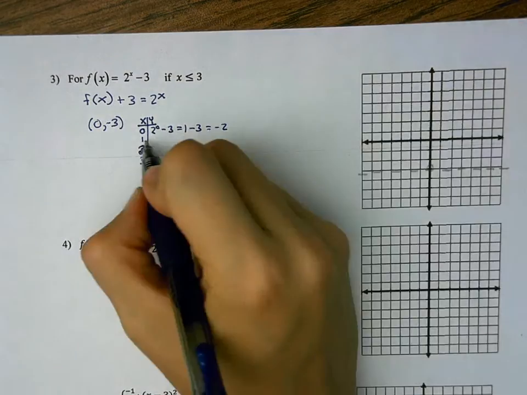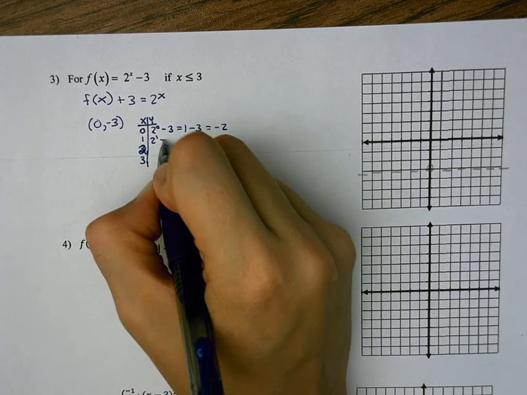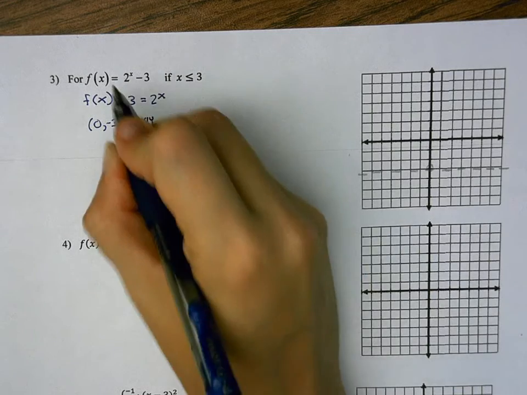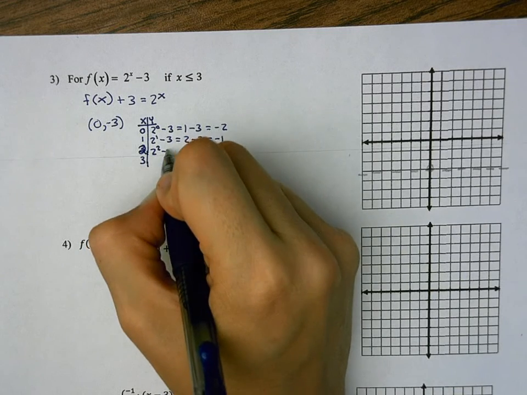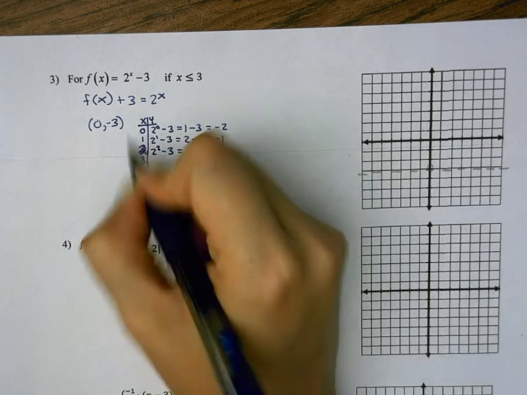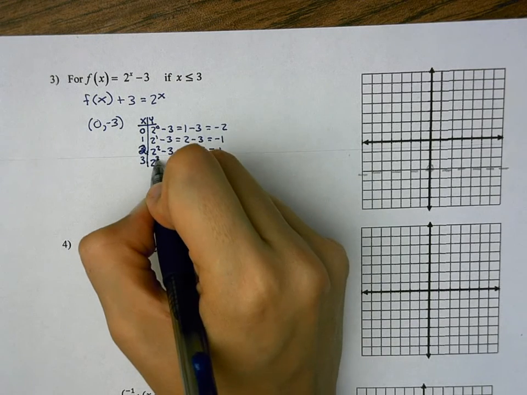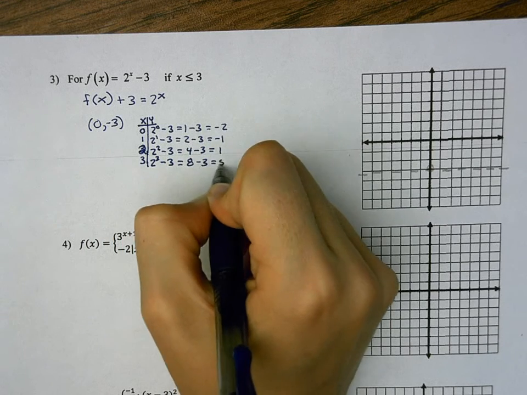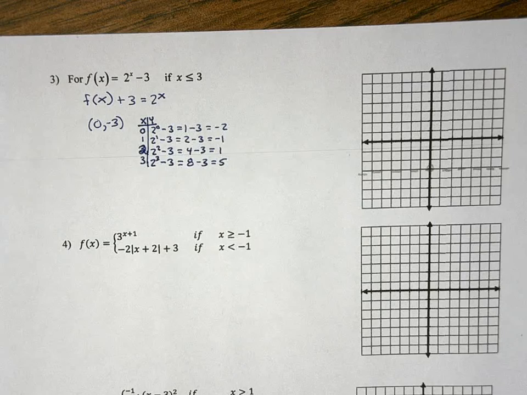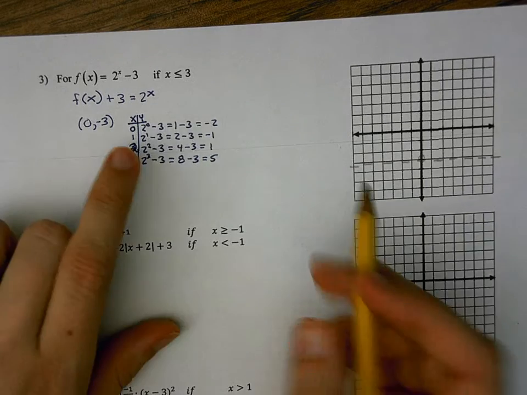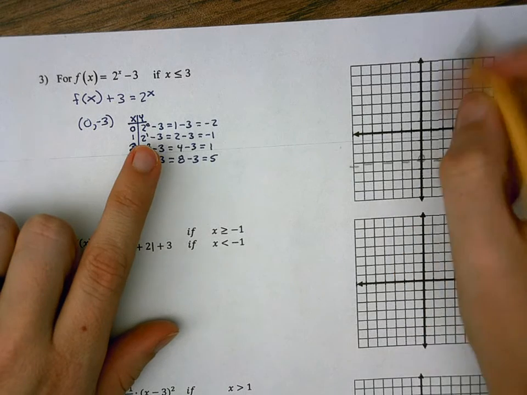Plugging in 1, we get 2 to the 1 minus 3, which is 2 minus 3, or negative 1. Plugging in 2, we get 2 squared minus 3, which is 4 minus 3, or 1. And plugging in 3, we get 2 to the third minus 3, which is 8 minus 3, or 5. Okay? And so we've got some points for ourselves here. Again, I'm going to put them in pencil in case I have to erase.